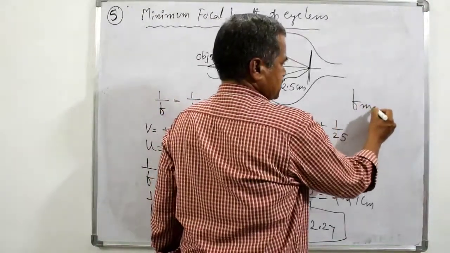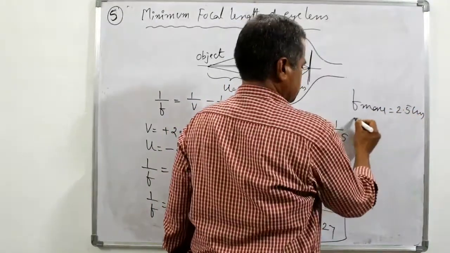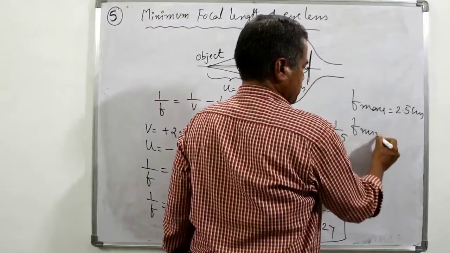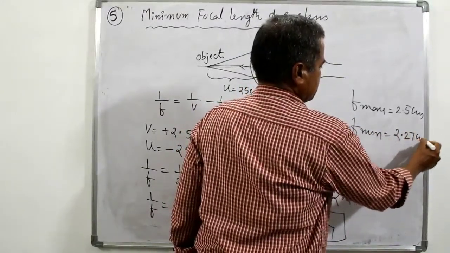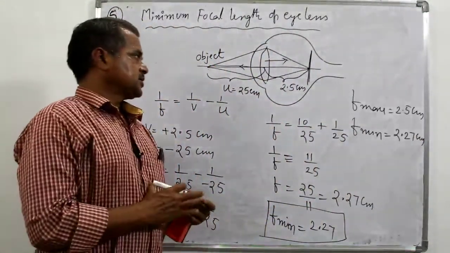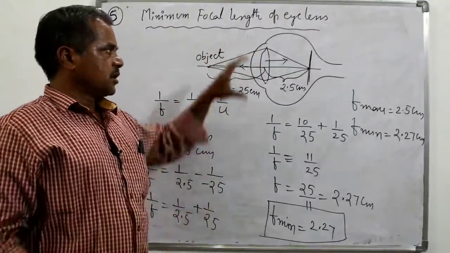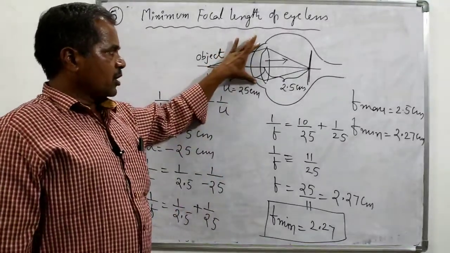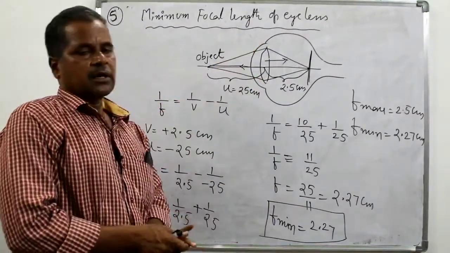So f max is equal to 2.5 centimeters. f minimum is equal to 2.27 centimeters. Here the focal length of the eye lens is adjusted with the help of the ciliary muscles. That's why we can say that the adjustment of the focal length of the eye lens by the help of ciliary muscles is known as accommodation.